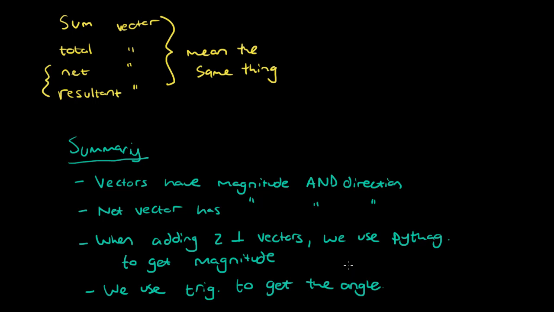So the next lesson will cover what happens if those vectors are not nice and perpendicular. What if we have a vector like that and a vector like that? What do we do? We'll speak about things like components and other exciting stuff.